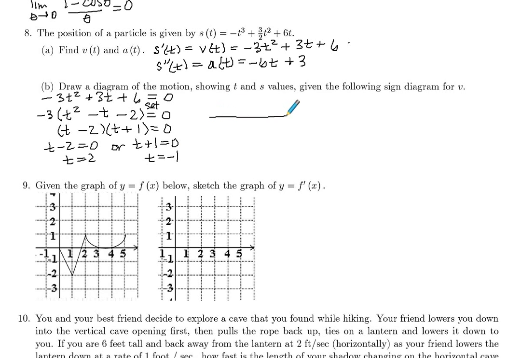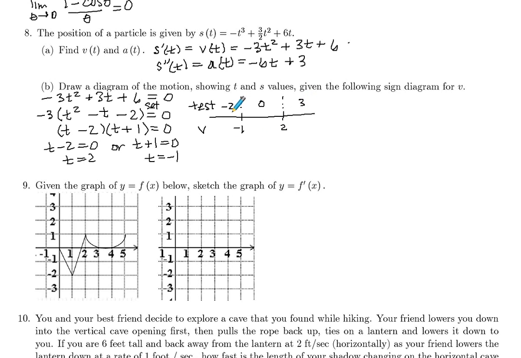So let's do a sign chart for v here. So we're going to pick a test number in each of the regions, and then we're going to see what is going on with the velocity. So our cutoffs here are at t is negative 1 and t is positive 2. And pick a test number in each region. So less than negative 1, we could test t equals negative 2. Between negative 1 and 2, we could test t equals 0. And t bigger than 2, we could just test t equals 3.